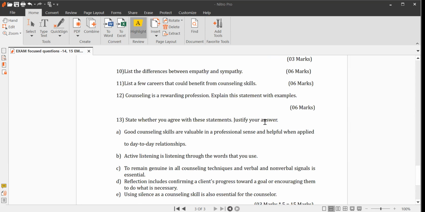Then, list the differences between empathy and sympathy. When we talk about empathy and sympathy, on page number 7 it is nicely explained. Empathy is like putting yourself in another's shoes and trying to see the world through their eyes. But sympathy is feeling what another person is going through, like feeling the sadness a family feels from the loss of their children. So with sympathy you are not seeing the world through others' eyes, but trying to feel what the other person is going through.